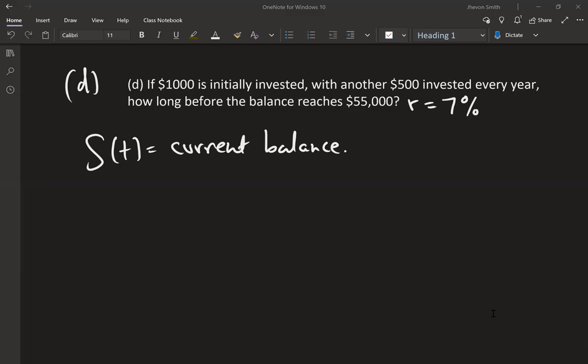Okay, so part D is actually kind of a full problem on its own. I could have said something like the following. I could have just started off with a sentence that says, assume that there's an account that is being compounded continuously. If $1,000 is initially invested and another $500 invested every year at an annual interest rate of 7%, how long before the balance reaches 55,000? This could be a whole problem on its own, on a test or a quiz, okay?